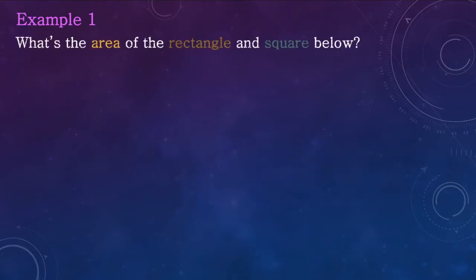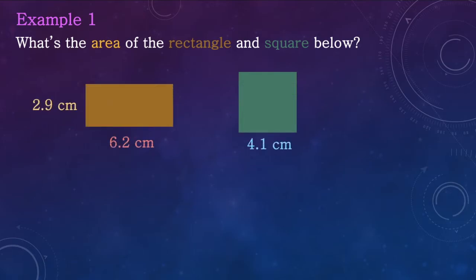Example 1. What's the area of the rectangle and square below? So we have 2 different shapes here. One on the left is our rectangle and the one on the right is our square. Now recall from last class, a square is a regular quadrilateral, meaning each side is equal to each other. So all my sides of this square is 4.1 centimeters.